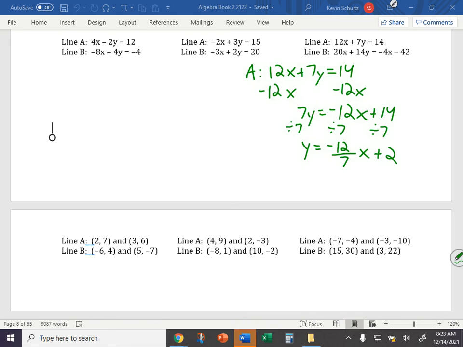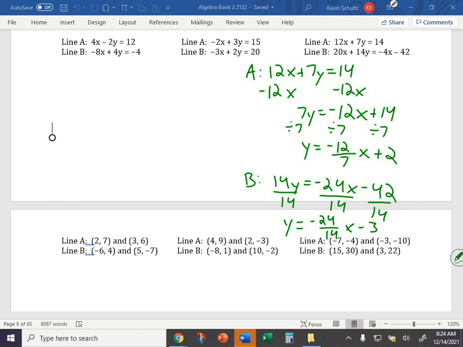Line B, we already got it started. It becomes 14y equals -24x minus 42. When we subtract 20x from both sides, we did that earlier. Okay, subtract 20x from both sides. And so now when we divide everything by 14, we get y equals -24/14 x minus 3.